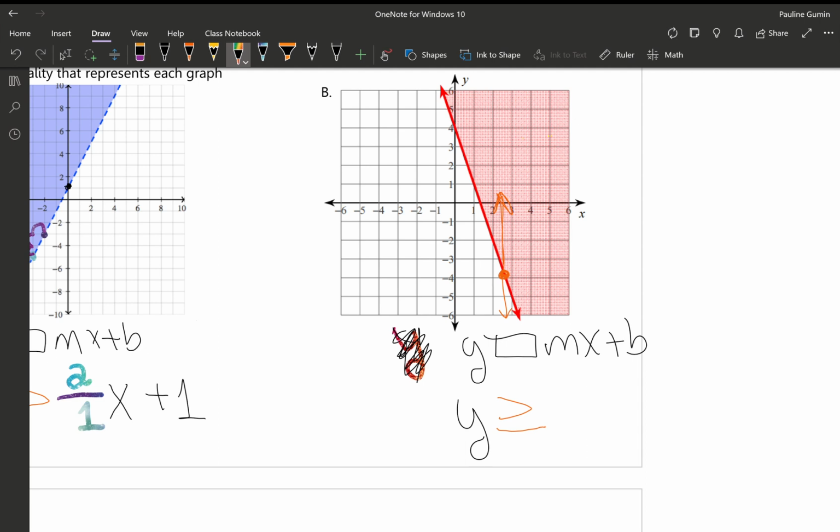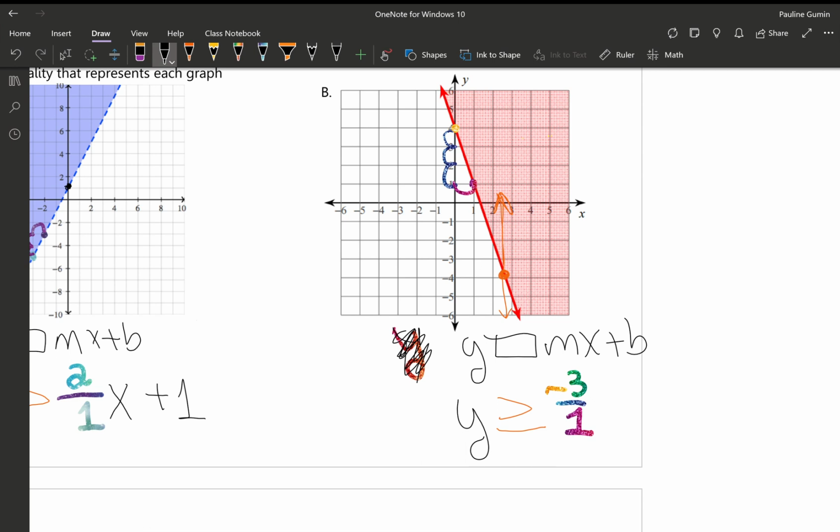Next, let's take a look at the slope. We need to use 2 perfect points for the slope. I'm going to use this one and this one. All right. Going left to right, let's count our slope. It looks like I'm going down 1, 2, 3, and then to the right 1. So our slope is -3/1.